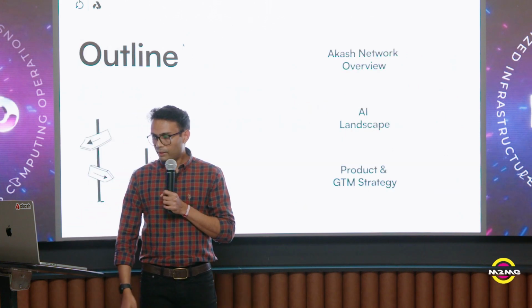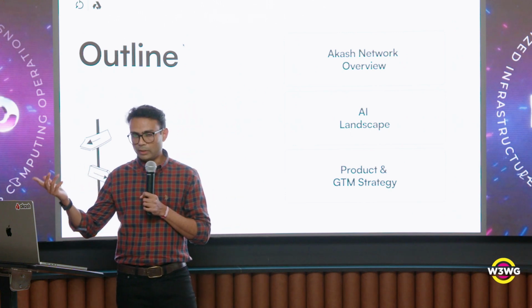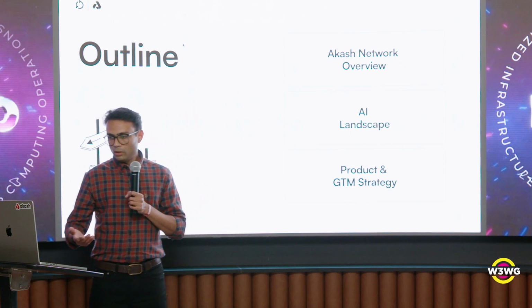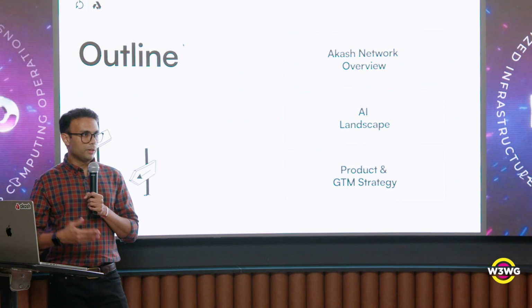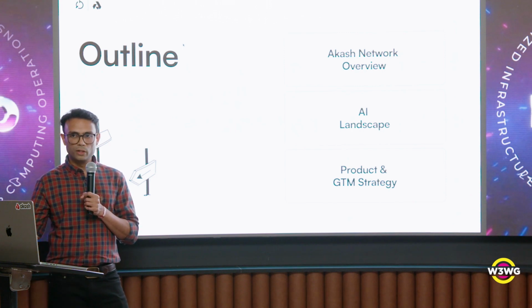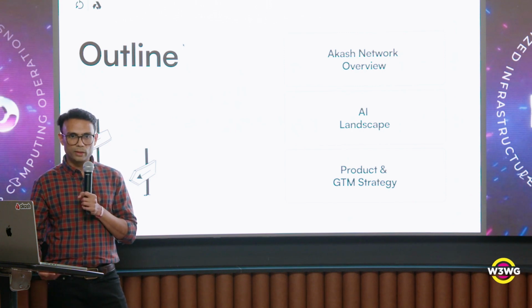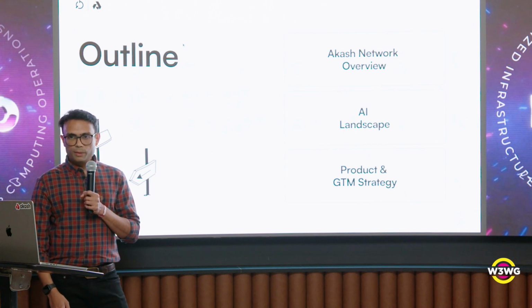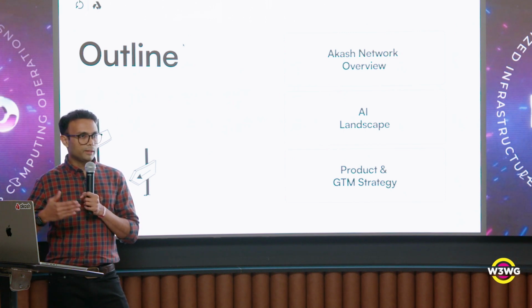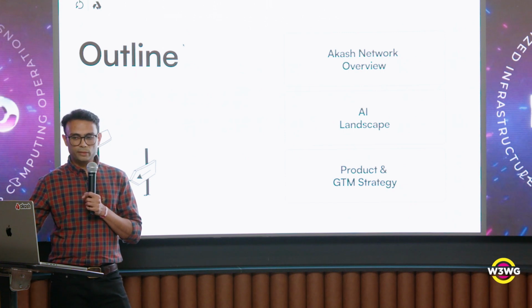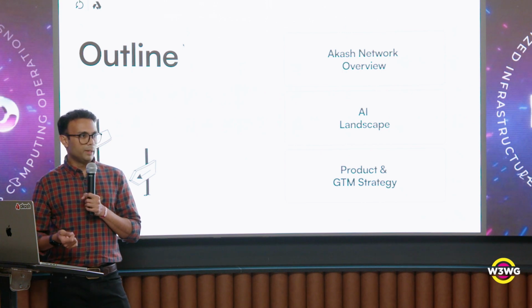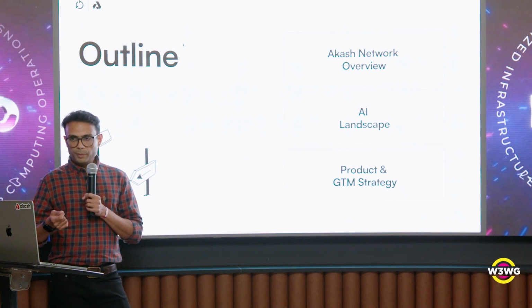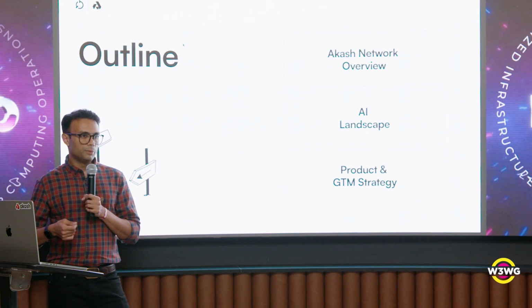So in terms of an outline today, I want to do basically 2 things. I want to give you all a general overview of Akash for those that are not familiar with it, or for those that have heard of us but do not quite know exactly what it does. And then I want to talk about our product strategy and go-to-market strategy going forward into 2023. But before I talk about our product strategy, I want to spend just a couple of minutes talking about our perspective on the AI landscape today, because I think it plays really well into what we're thinking in terms of where we want to go next.